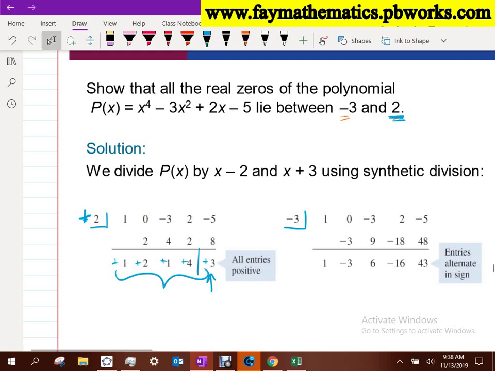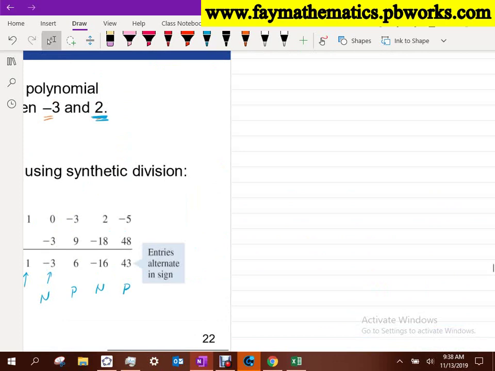Okay? They try -3. Put -3 in here, and we look at this and we go positive, negative, positive, negative, positive. They alternate, right? So because they alternate, and this was a negative number, that means that's a lower bound. Okay? So, what's that mean to me?